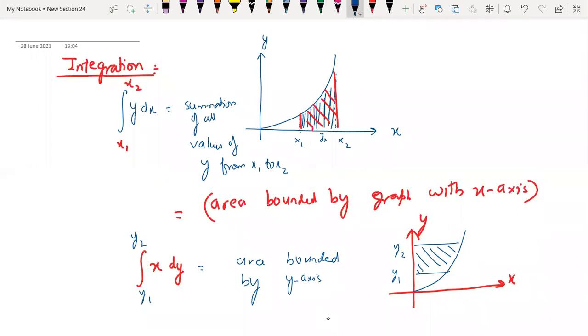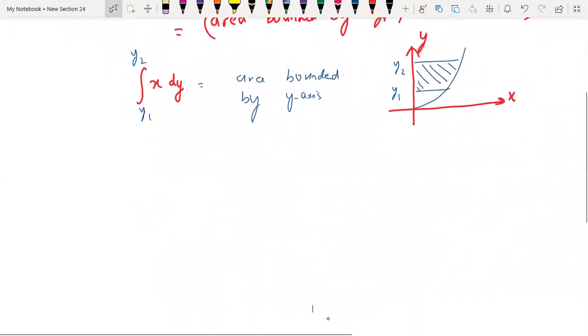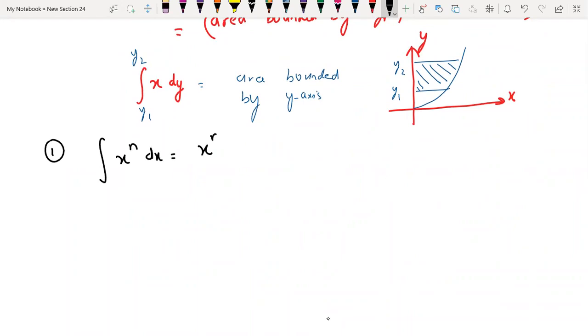अगर हम x में इंटीग्रेट करें तो x एक्सिस के साथ बाउंडेड एरिया, अगर y में इंटीग्रेट करें तो y एक्सिस के साथ बाउंडेड. The basic formula that we did for integration, first integration of x raised to power n, इसको इंटीग्रेट करने पे मिलता है x to the power n plus 1. Do you understand? You remember these formulas? Integration of x raised to power n is x raised to power n plus 1 divided by n plus 1.